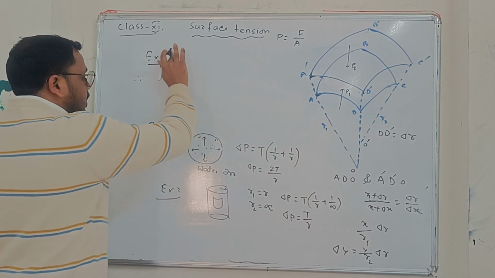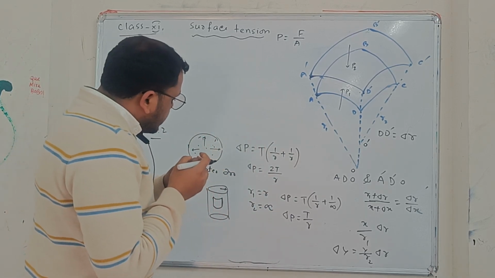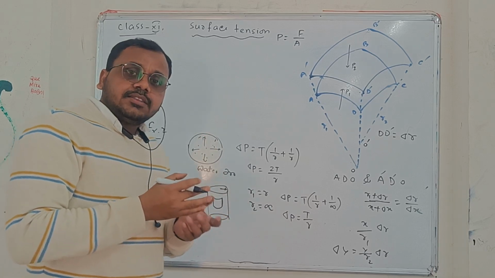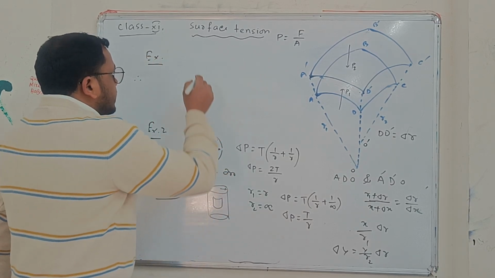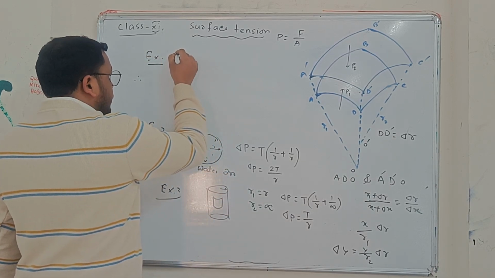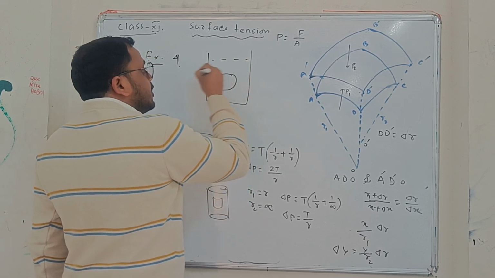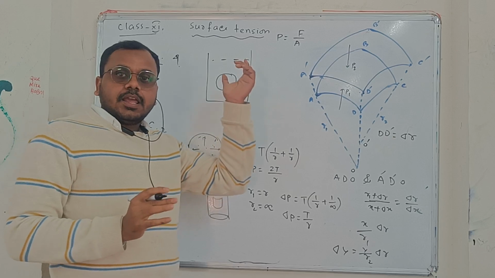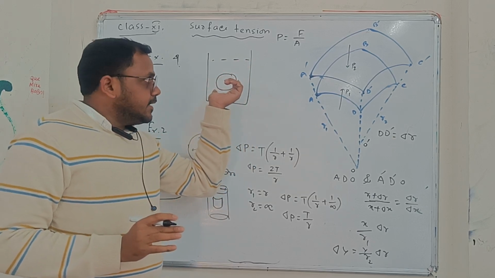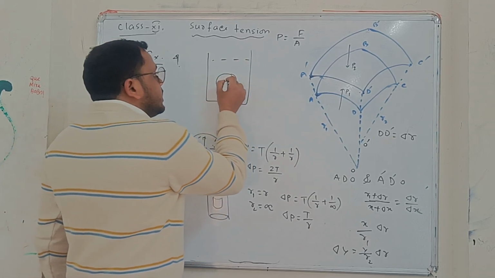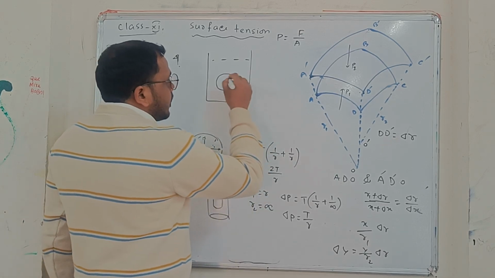So this is the general formula. From this formula we can find the excess pressure for any case. See another formula, this is example number 4. See, there is a liquid, and in this liquid there is one sphere. Suppose consider this is an air bubble in the liquid, and its radius is r. Then what is the excess pressure?